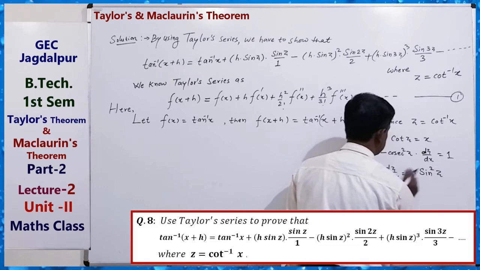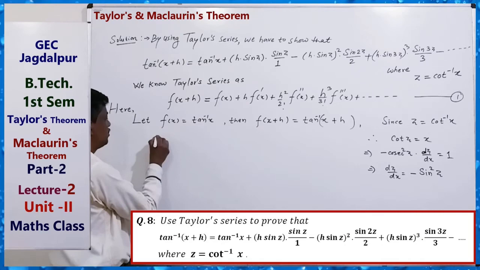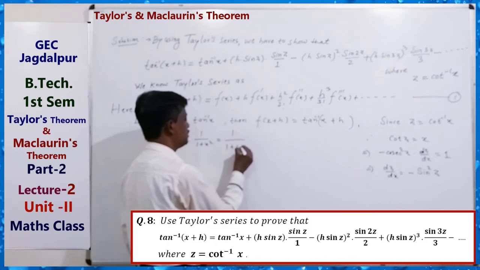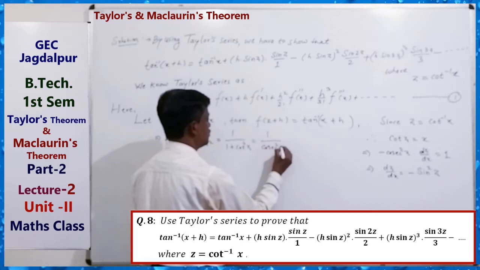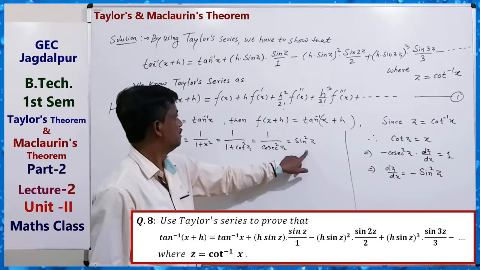Just for finding all these values, f x equals tan inverse x, okay, f dash x, differentiate it, 1 upon 1 plus x square. So we can write 1 plus x square, x equals cot z, so 1 plus cot square z, 1 upon cosec square z, which is sin square z. So f dash x equals sin square z. Clear?